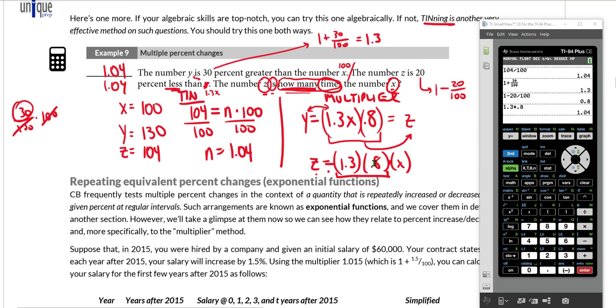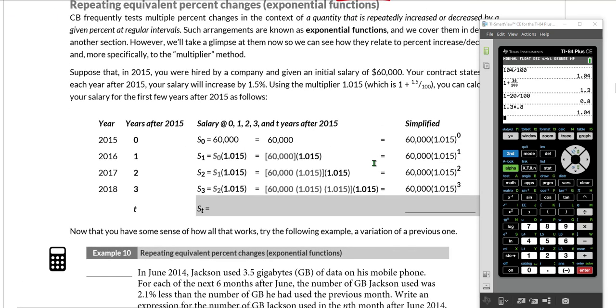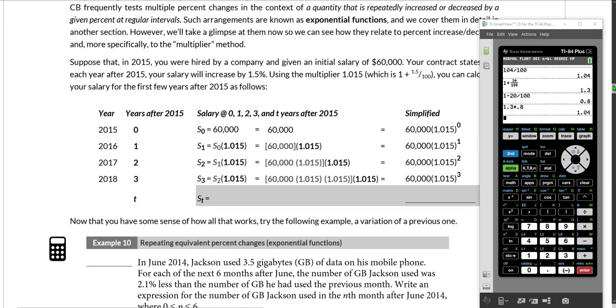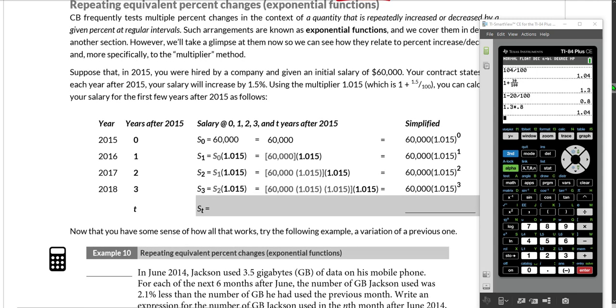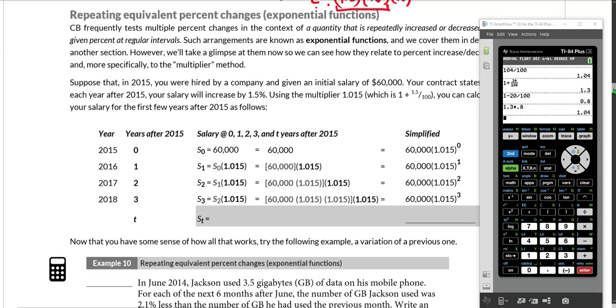Now we've got to move on to repeating equivalent percent changes, in other words, exponential functions. Exponential functions do show up probably once or twice per test. We will briefly introduce them here. And then, as I mentioned, there is an entire section elsewhere in this manual on exponential functions.